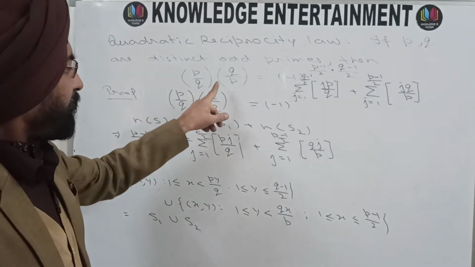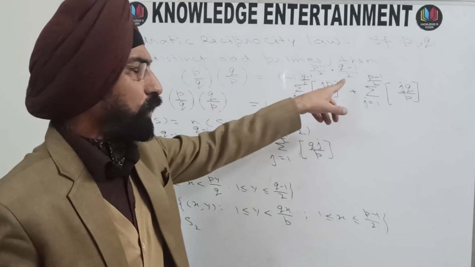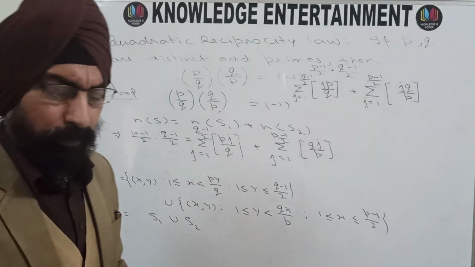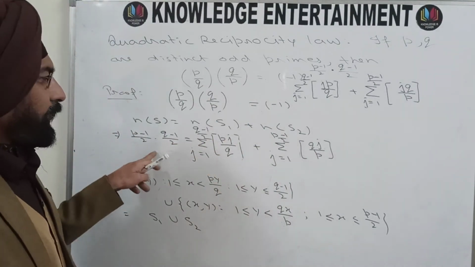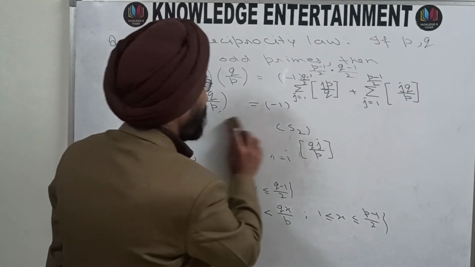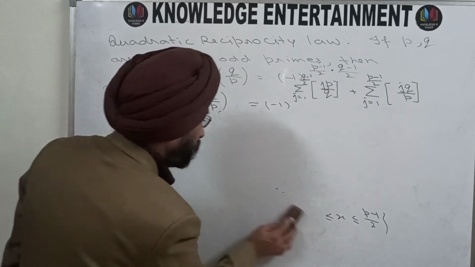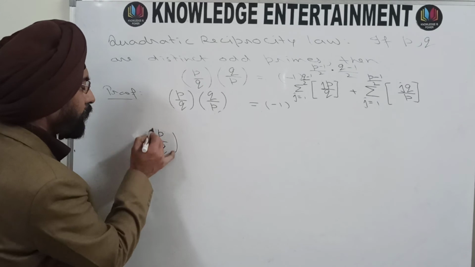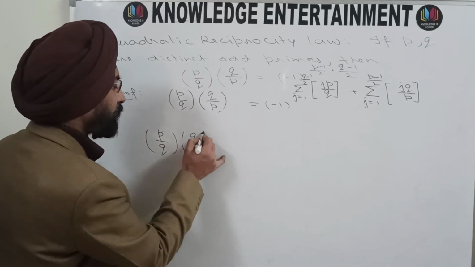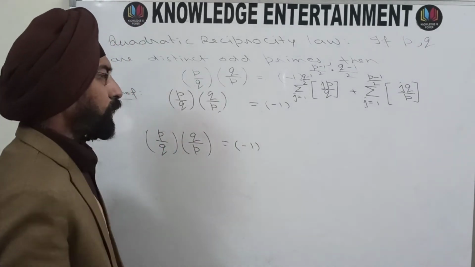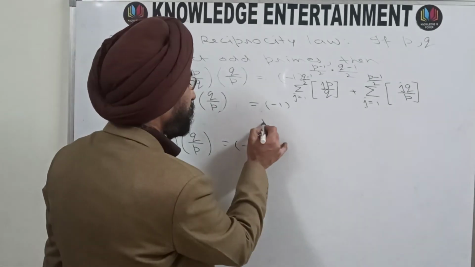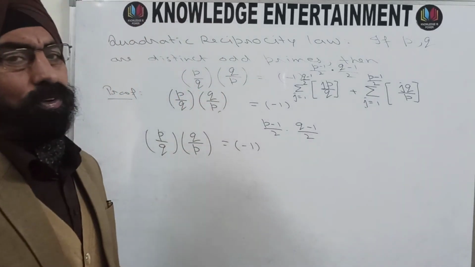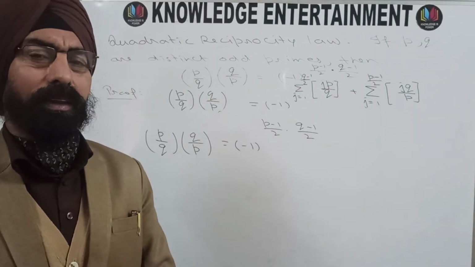So the Legendre symbol p by q into the Legendre symbol q by p is equal to minus 1 raised to the power this, but this is equal to (p minus 1)/2 into (q minus 1)/2. So substituting the value here, you will get directly the result of the theorem: the Legendre symbol p by q into the Legendre symbol q by p is equal to minus 1 raised to the power (p minus 1)/2 into (q minus 1)/2. So we have proved the quadratic reciprocity law.